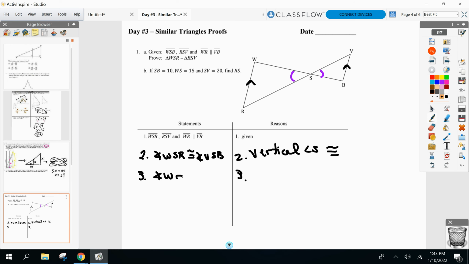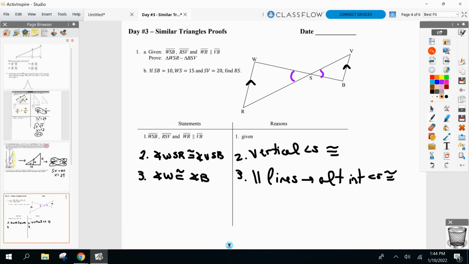I'll just say W and B. W congruent to B. Or you could say R and V are congruent. Why, Greg? Thank your group for that. Parallel lines imply alternate interior angles congruent. And guess what? We're done.